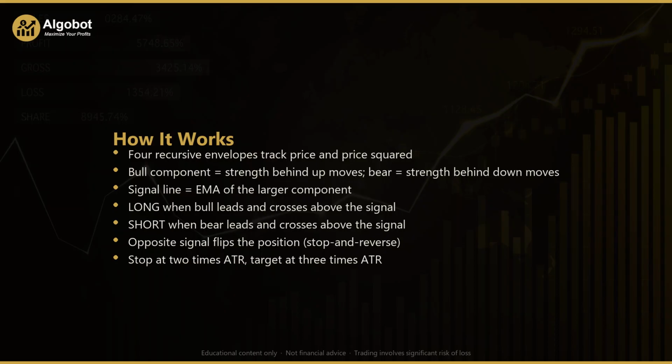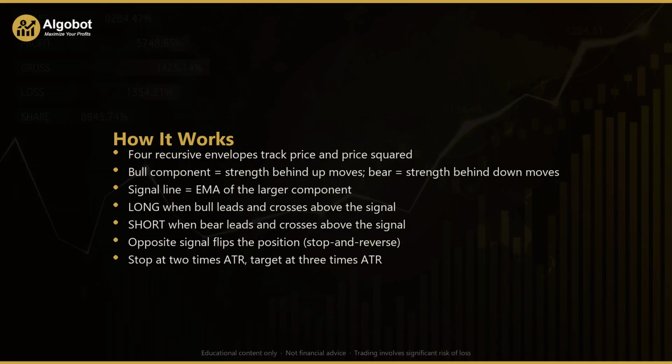Let's walk through the mechanics step by step. On every newly closed bar, the strategy folds the latest open and close into its four envelopes. The upper price envelope decays slowly downward but snaps up to meet any new high in price. The lower envelope decays slowly upward but drops to meet any new low. The two squared price envelopes do the same thing on the squared values. From these, the expert advisor calculates the bull component as the square root of the lower squared envelope minus the lower envelope squared, and the bear component as the square root of the upper squared envelope minus the upper envelope squared. These are, in effect, the standard deviations of the downswings and the upswings.